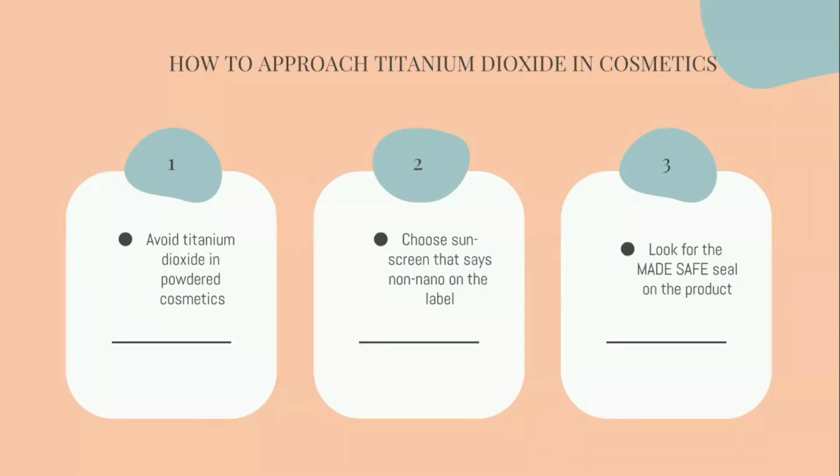Next, I will explain how to approach titanium dioxide in cosmetics. Firstly, we have to avoid titanium dioxide in powdered cosmetics, including loose and pressed powders, eyeshadows, and blush. Second, choose sunscreen that says non-nano on the label. Third, look for the MADE SAFE seal on products, which means they are made without unsafe titanium dioxide and other ingredients linked to human health and ecosystem harm.